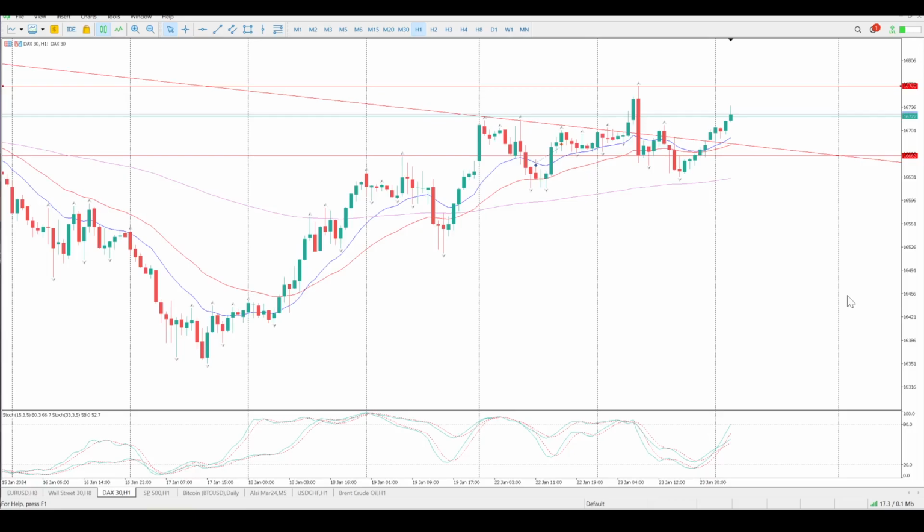Looking at the hour, nothing really happening here. We did get a break above, got back below the trend line, respected it, and then it's just been this after hours session that we have this move up. So take it with a pinch of salt at the moment.